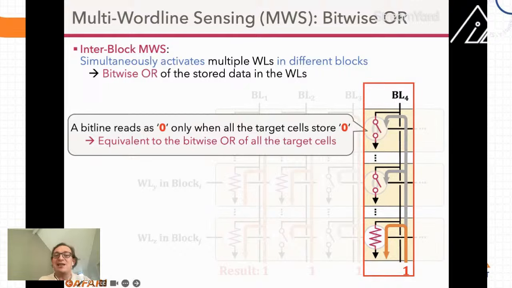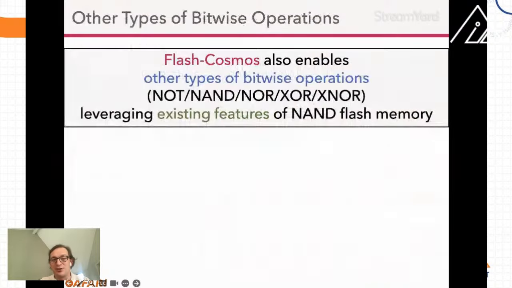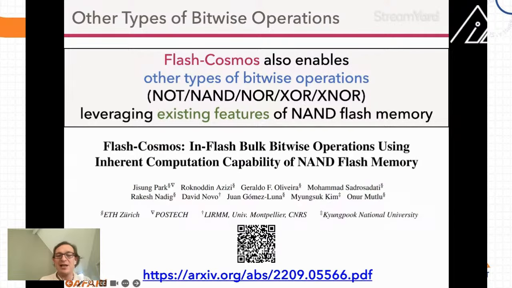Bitwise OR is similar, except that if you simultaneously activate multiple word lines in different blocks, you get the bitwise OR. Why? Because a bit line reads as zero only when all the target cells store zero, since it's an OR function. They drive another bit line over here. So this is a bitwise OR. This is good also. On top of this, you have an inverse read function that already exists in flash devices today. So this is already functionally complete. You have a NOT function, an OR function, and an AND function. The same things that I just said for DRAM also apply over here. You should be able to port any algorithm to this device. And we show XOR, XNOR, et cetera. And this is the paper.